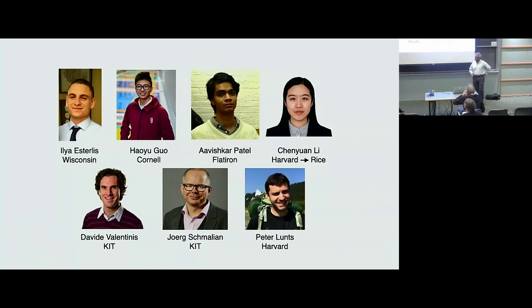All right, so I'm going to talk about some work in collaboration with a number of people, so I should just mention them at the outset. Ilya Esterlis is at Wisconsin. Haoyu Guo, I think he's here, at Cornell. Aavishkar Patel from Flatiron, who has given some talks earlier in the workshop, which will overlap a bit with what I'm going to say. Chen-Yuan Lee, a current student who's moving on to Rice. Davide Valentinis, a postdoc of Jörg Schmalian at Karlsruhe, and Peter Lunts, who also spoke earlier in the workshop on some of these things, who's a postdoc at Harvard.